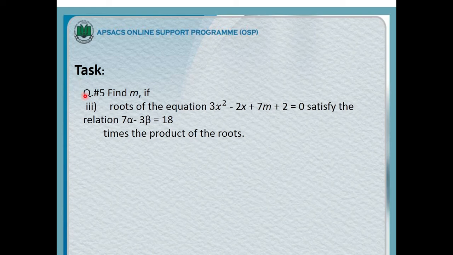Task. Now you have to do question number 5 part 3, in which you have to find the value of m, and the given relation is 7 alpha minus 3 beta is equal to 18.